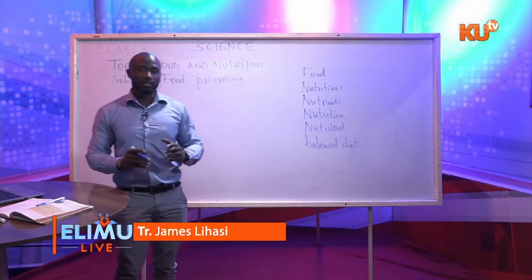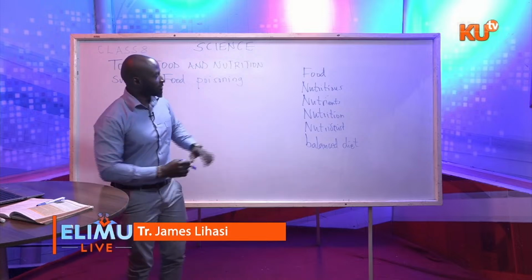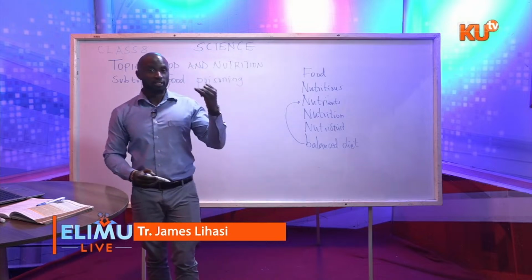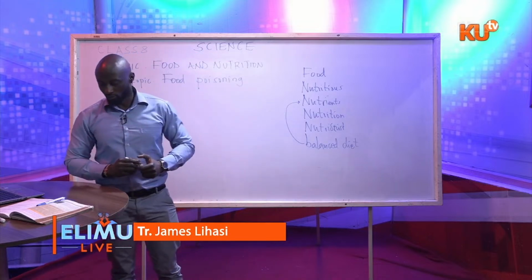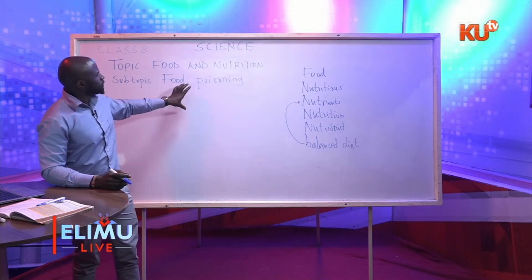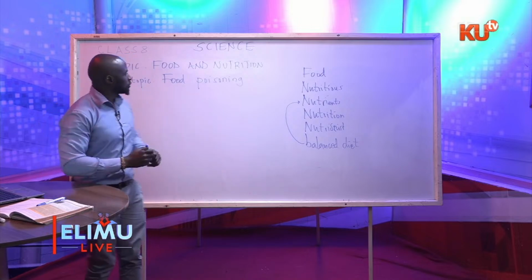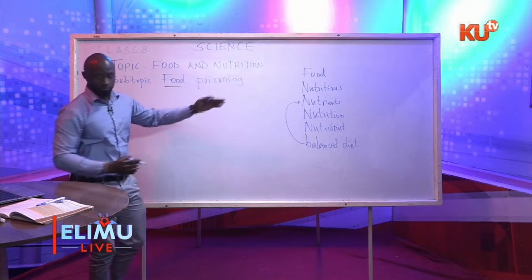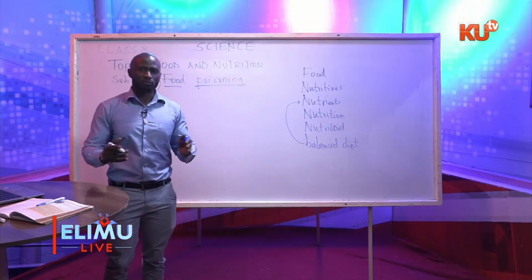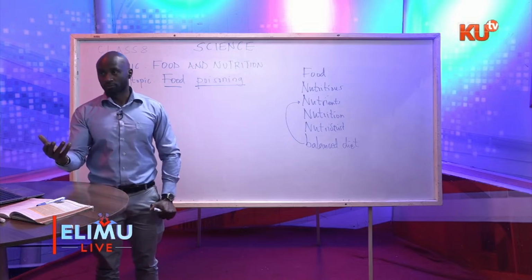We are advised to make sure that every time we sit down to take a meal, the meal should be balanced. And the balanced diet comes from the nutrients, the bodybuilding, the energy giving, and the protective foods that we talked about. Now, when we talk of food poisoning as our subtopic today, we are looking at 2 words, the food that we had defined, and poisoning, the process. So something poisonous basically means something harmful.